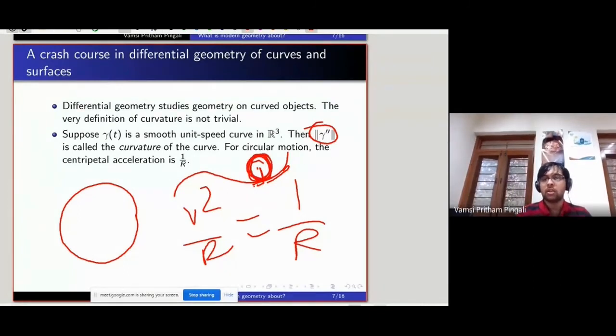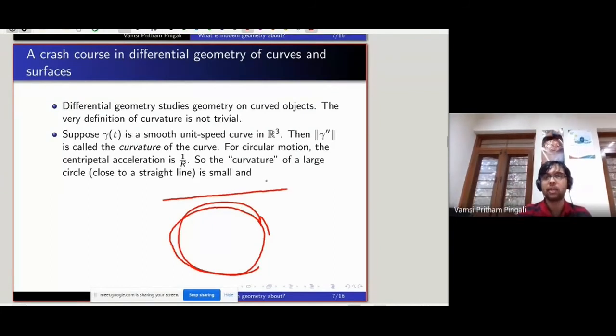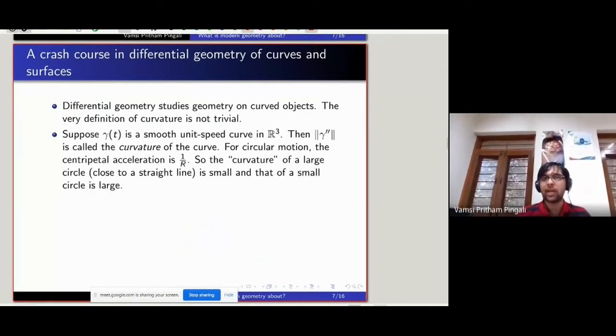So what does a large circle look like? It looks like this. It's almost a straight line, right? Its curvature is small, and that of a small circle is large. So it is fairly reasonable to talk about the curvature of a circle as reciprocal to its radius rather than the radius itself. And that's why we declare the acceleration of a unit speed curve to be its curvature. So that's why this is a reasonable definition.